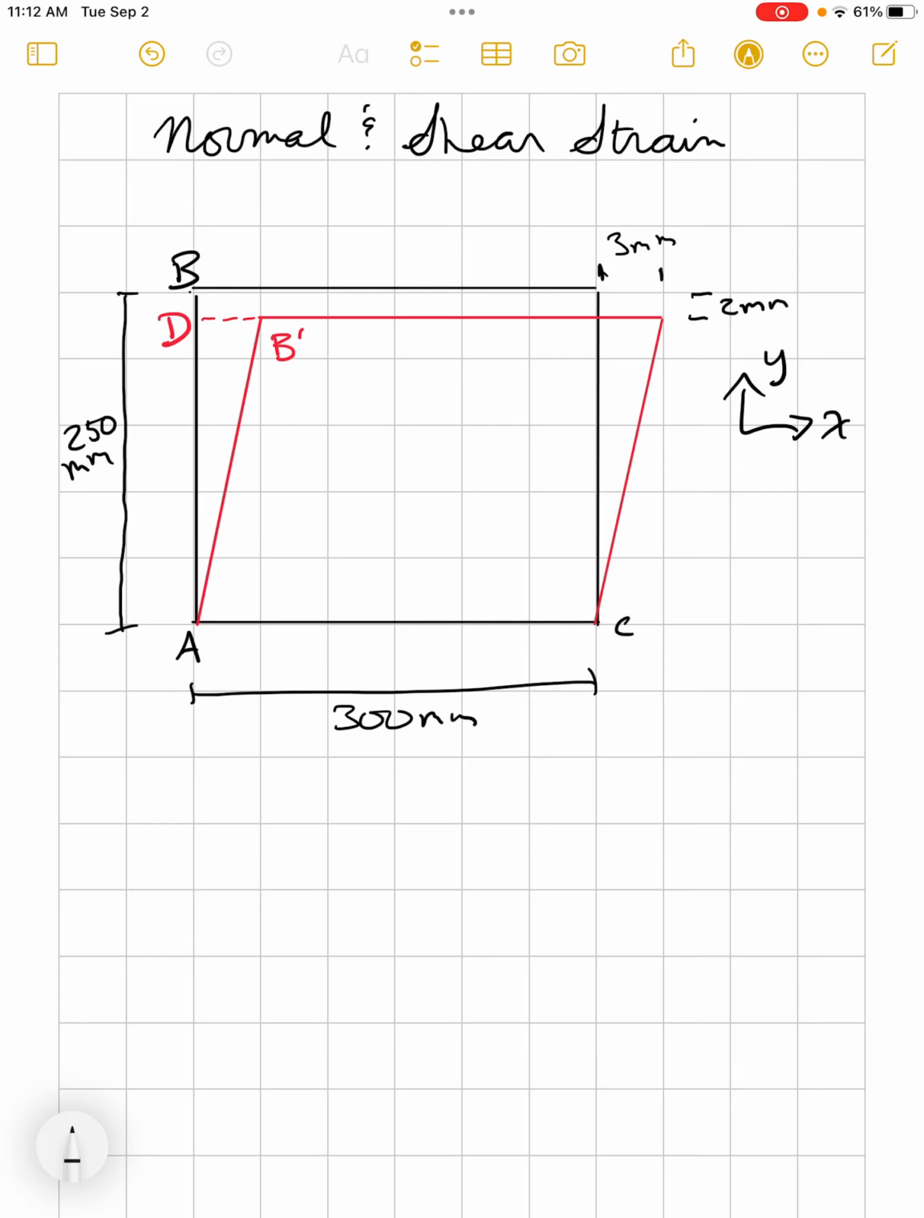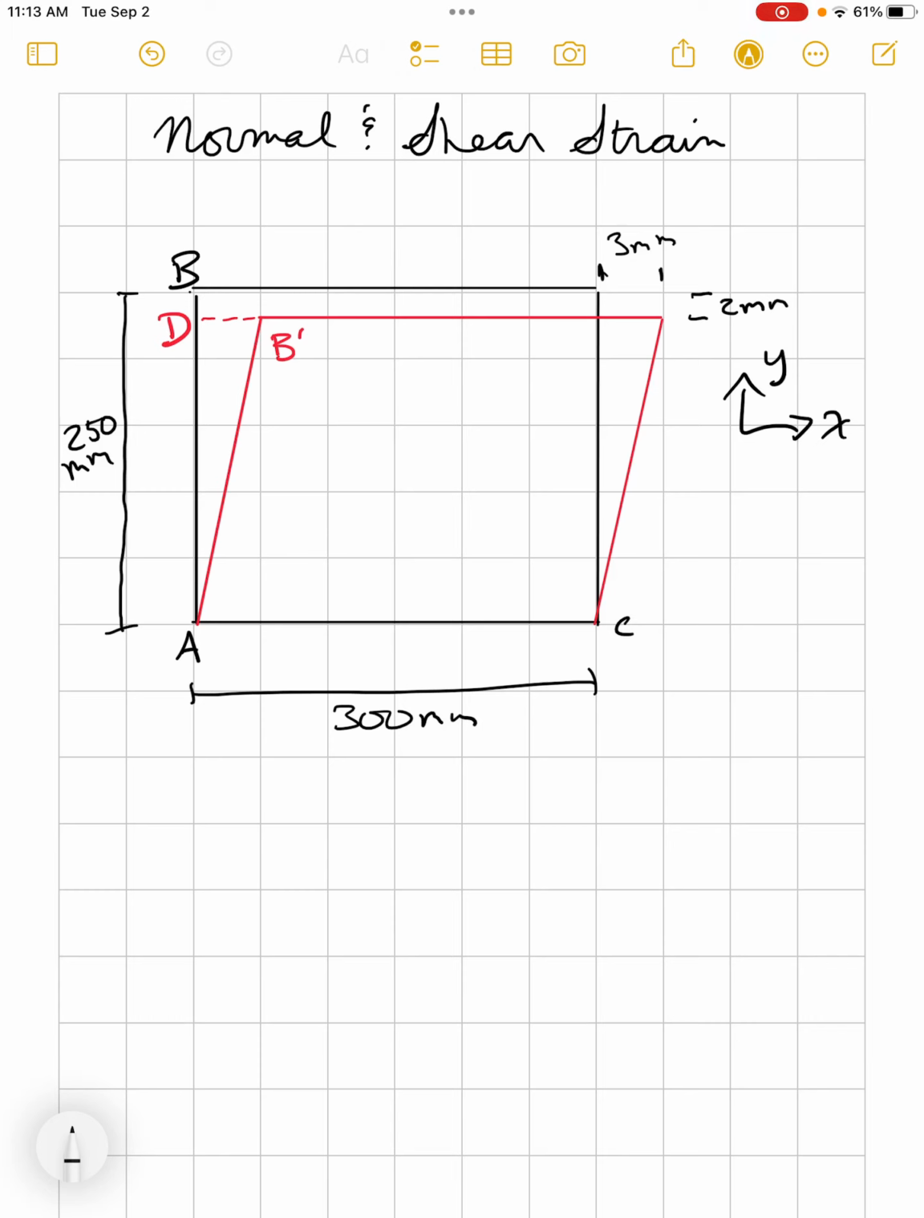There's our coordinate system. So you can see that when the plate gets deformed, the top is 2 millimeters below where it was, and then the side is pushed out to 3 millimeters past its original position, okay? So in this case, we've got both normal strain and shear strain. So let's talk about the normal strain first.